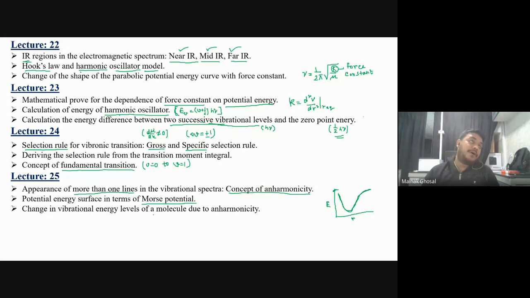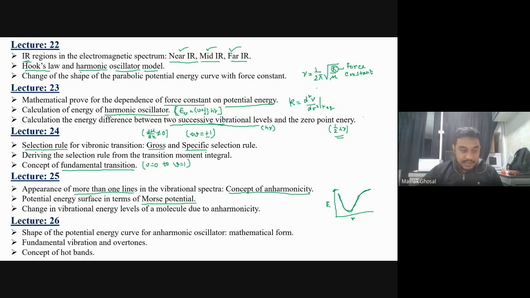It was shown that for the harmonic oscillator approximation, the energy difference between two energy levels is constant. It is always h nu. But in the case of the anharmonic oscillator, as you go up and increase the vibrational quantum number, the energy levels come closer to each other. How does this come about? Because there is a term corresponding to anharmonicity.